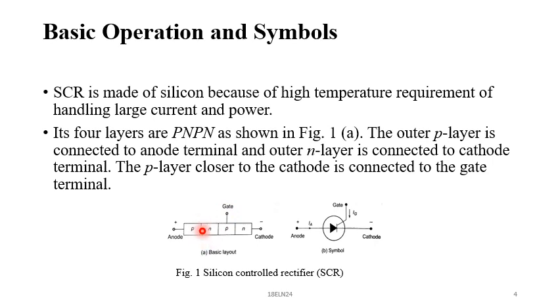And here three junctions are there. This is one junction, we will call this junction J1. This is one more junction, I will call it junction J2, and the third one is J3.